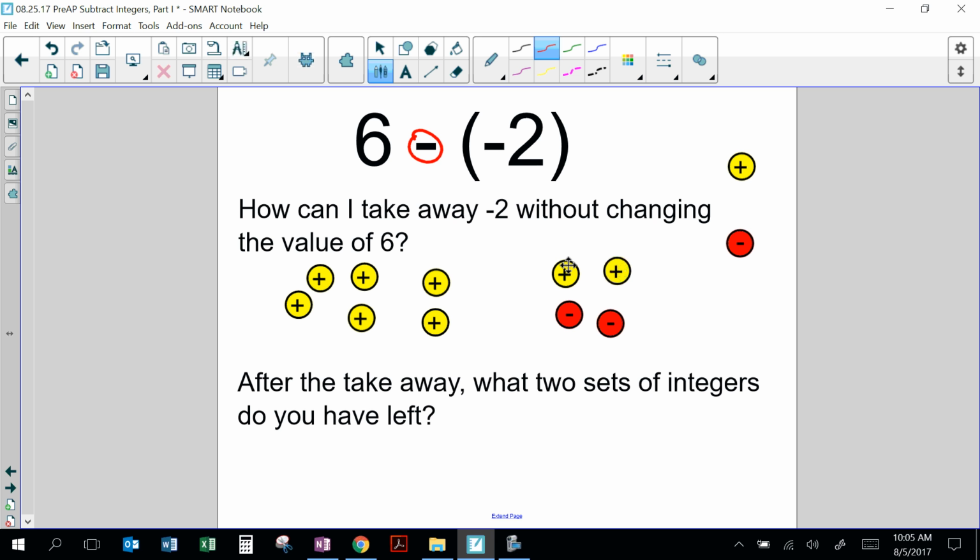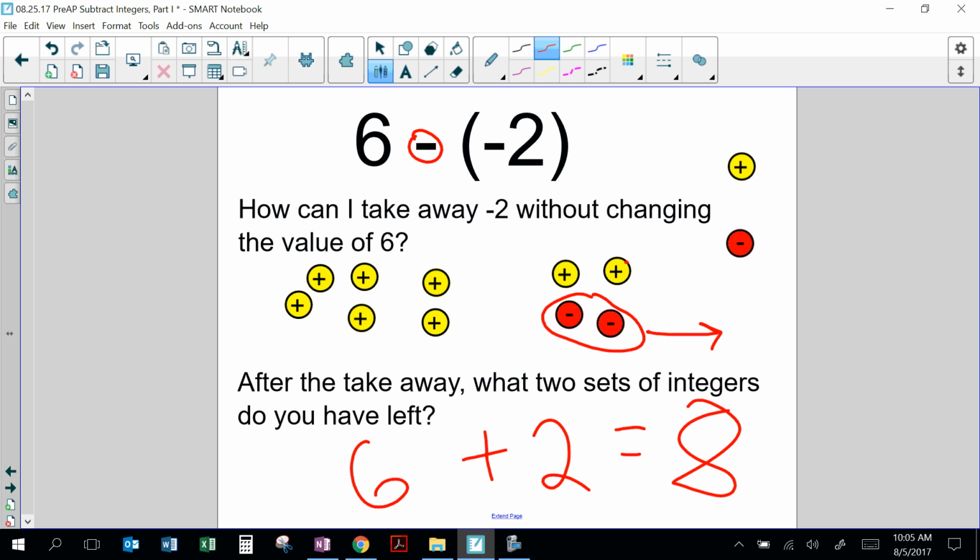I included 2 zero pairs. So now, can I take away 2 negatives? I can take away these 2 negatives. They go away. Bye-bye. What 2 sets of integers do you have left? I started with 6, and I have a 2 here. So 1, 2, 3, 4, 5, 6, 7, 8 is equal to 8. So 6 minus negative 2 is equal to 8.